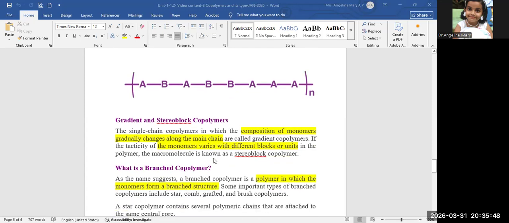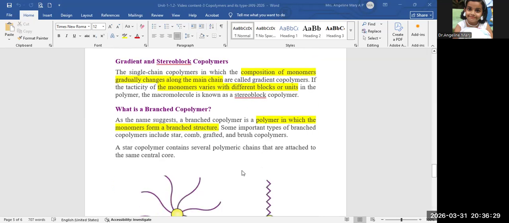Okay. The next one is gradient and stereoblock copolymers. The single chain copolymers in which the composition of monomers gradually changes along the main chain are called gradient copolymers. Do you understand? I think you are able to understand. If the tacticity of the monomers varies with the different blocks or units in the polymer, the macromolecule is known as a stereoblock copolymer.